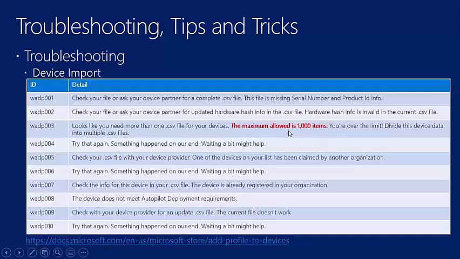WADP003, I called that out because there is a maximum allowed of 1,000 items per CSV. So if you have more than 1,000, you'll want to split your CSV into multiple CSVs. But it does a really good job of calling out what the specific errors are, even including devices already registered in your organization.